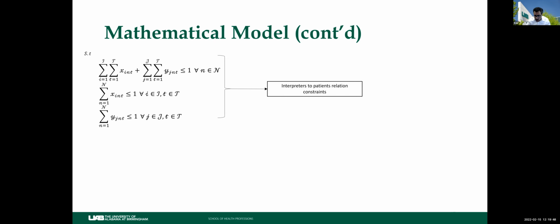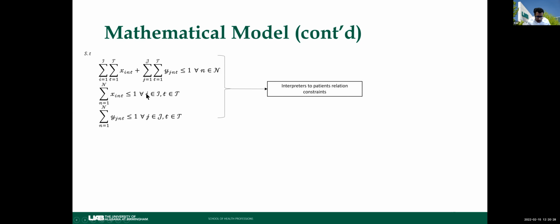So we need to model the constraints of the system. For example, the first three sets of constraints are related to the relationship between interpreters and patients. The first one makes sure that either a part-time interpreter or a full-time interpreter is assigned to a patient at the same time. So we cannot assign two interpreters at the same time. We need only one interpreter, and that interpreter is either a full-time interpreter or a part-time interpreter. So the summation of the interpreters should be less than or equal to 1.